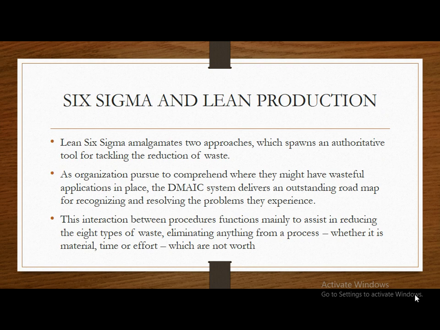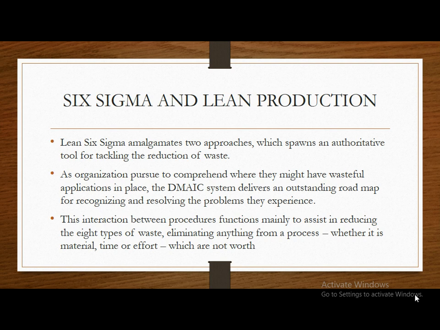If you remember, we have learned this association of Six Sigma and Lean production in unit number one. Lean Six Sigma amalgamates the two approaches, which forms an authoritative tool for tracking the reduction of waste. As organizations try to comprehend where there might be wasteful application in place, the DMAIC system delivers an outstanding roadmap for recognizing and resolving the problems they experience.